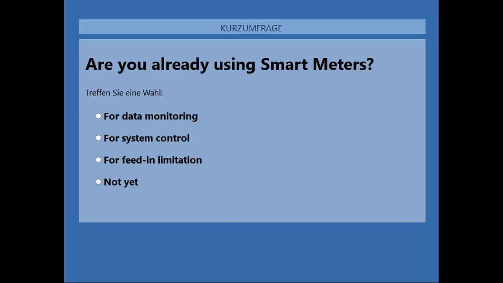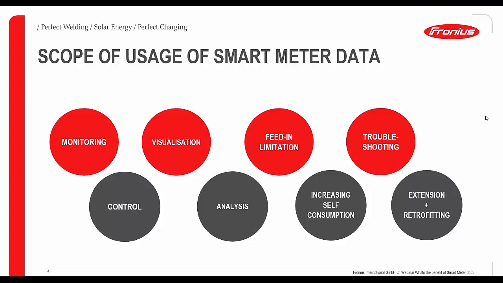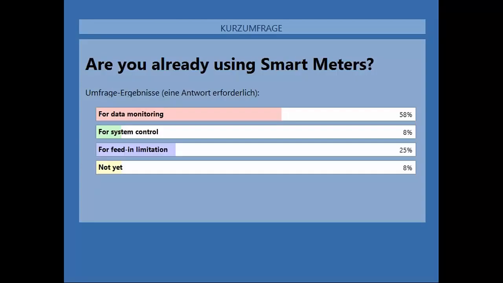And now I would like to close this poll and show you the result. It is actually 48% are using smart meters for data monitoring, 8% for system control, 25% for feed-in limitation. That's also interesting, nice. And 8% not yet. Okay, probably you're here to get an overview about what is possible with smart meters, the usage of smart meter data. Thanks a lot for your feedback. Good for us to know.